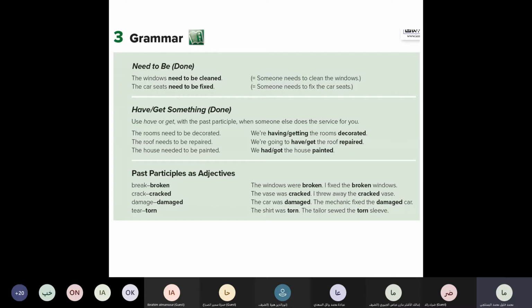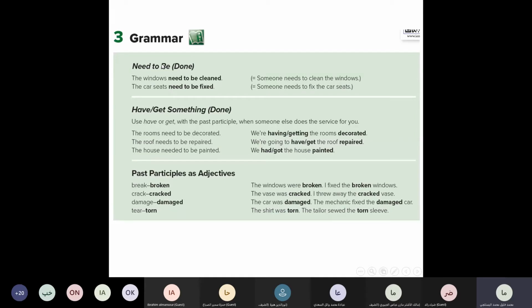So today we are going to explain the expression need to be with past participle, have or get with something plus done or past participle. Also, we are going to talk about the past participles when we use them as adjectives. Now look at the first one.